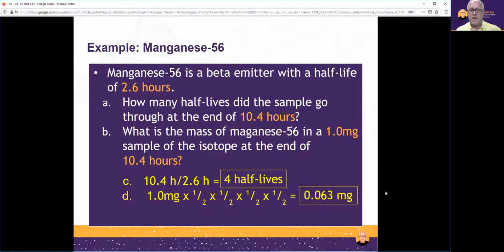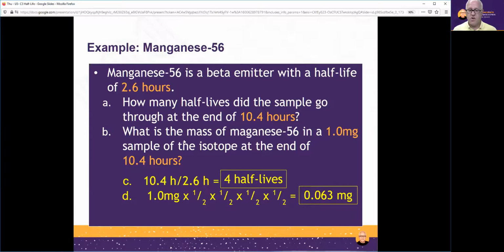Let's take a look at manganese 56. Manganese 56 is a beta emitter with a half-life of 2.6 hours, which means in 2.6 hours, manganese 56 will be half as much. How many half-lives did the sample go through at the end of 10.4 hours? Well, you can calculate that by taking 10.4, divided by 2.6 hours, and you have 4 half-lives.